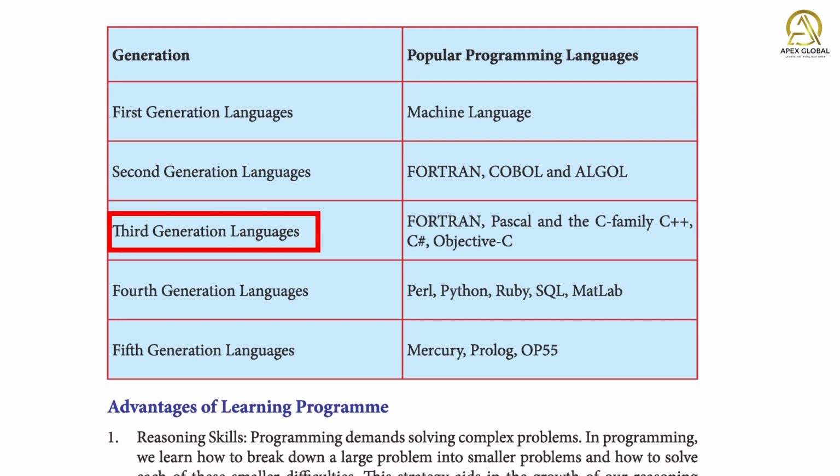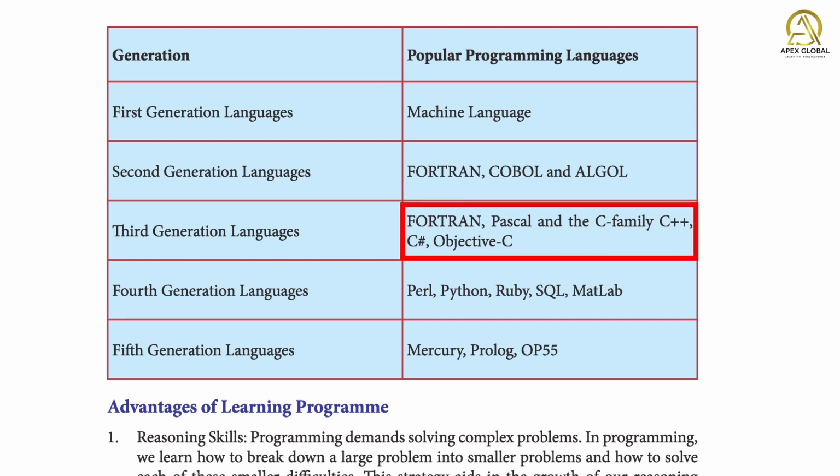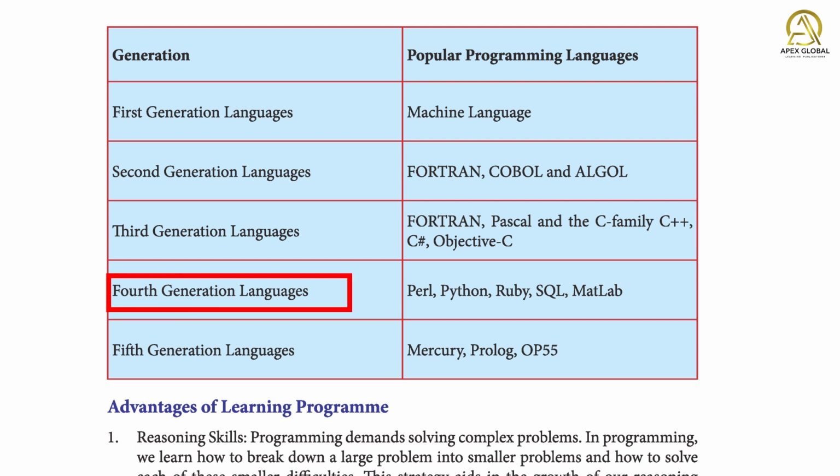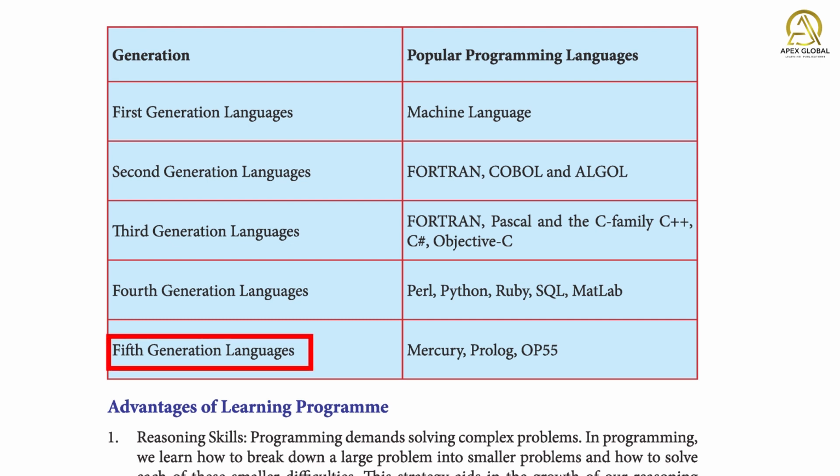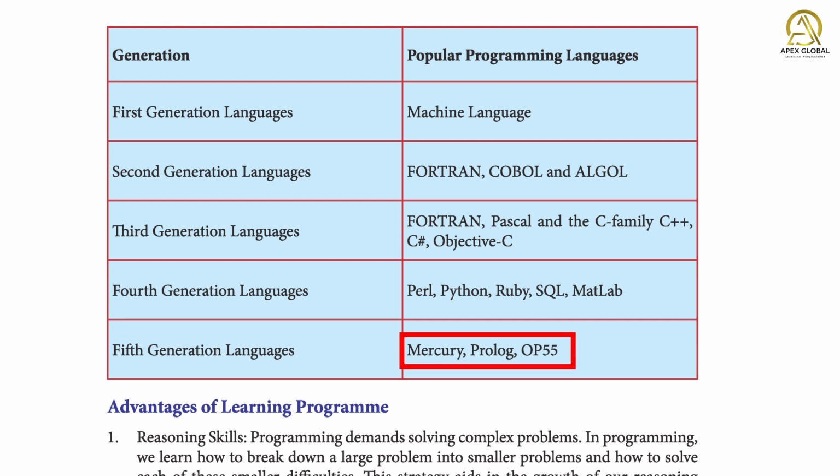3rd generation languages: Fortran, Pascal and the C family, C++, C#, Objective-C. 4th generation languages: Perl, Python, Ruby, SQL, MATLAB. 5th generation languages: Mercury, Prolog, OPS5.